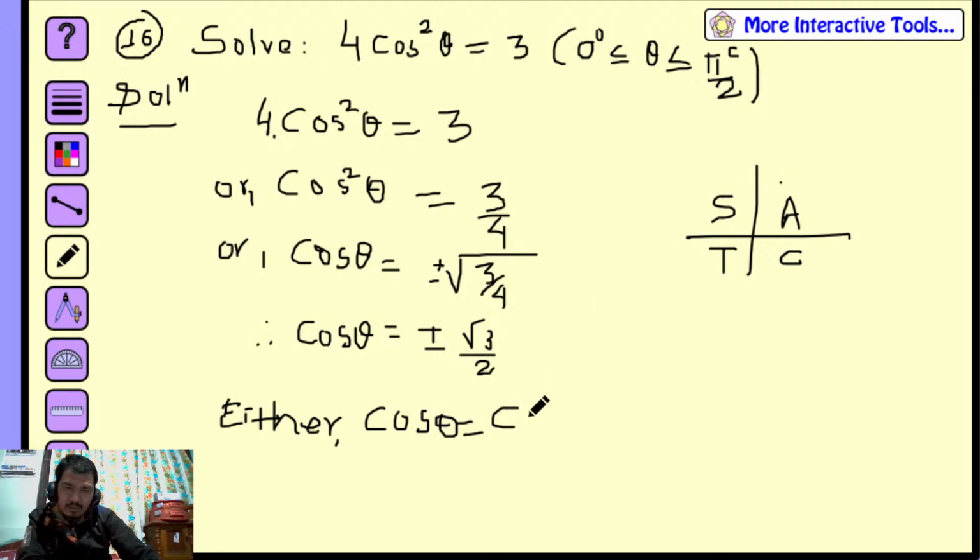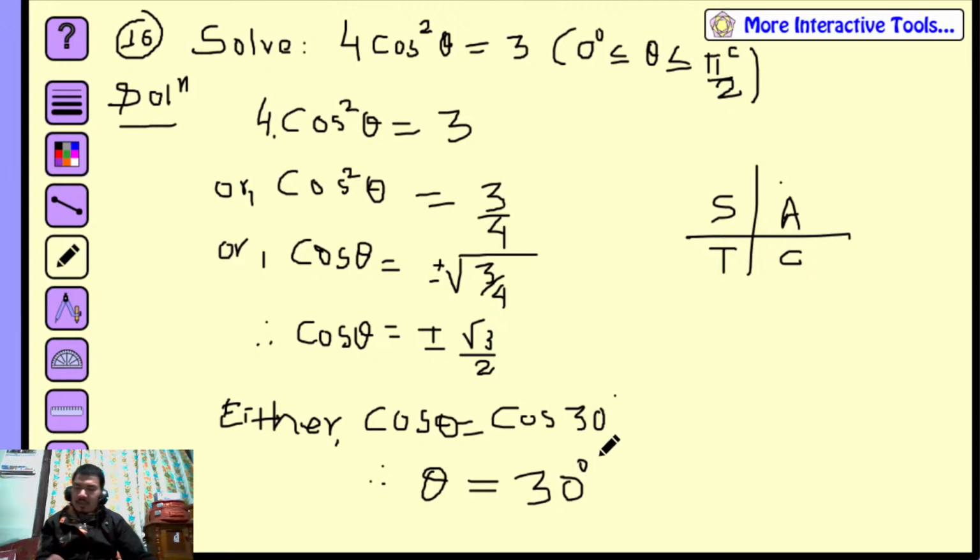That means here cos, as we know, this root 3 by 2 is the value of cos 30 degree. Therefore both sides cos, then we can cancel them, then theta value came here. Theta equals to 30 degree, because you know that cos 30 degree means root 3 by 2. Like this we have to solve it.